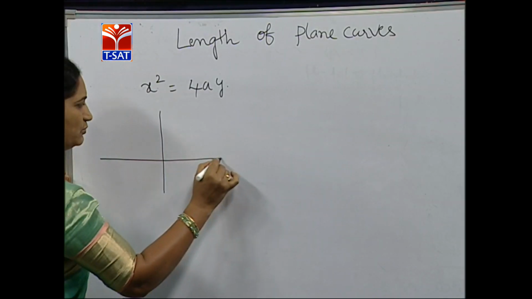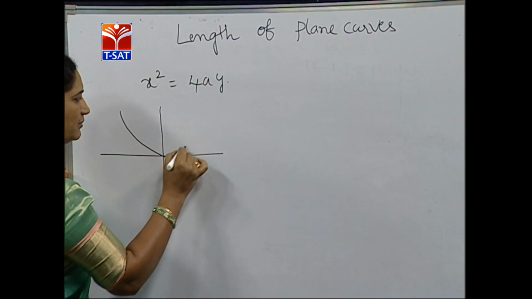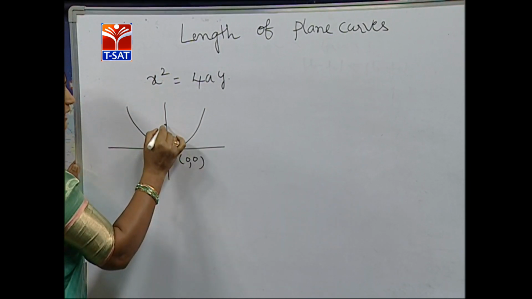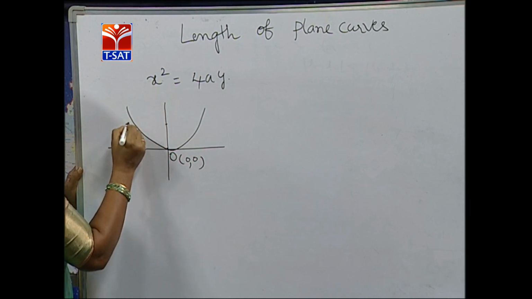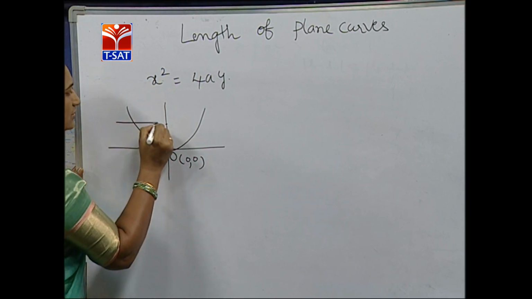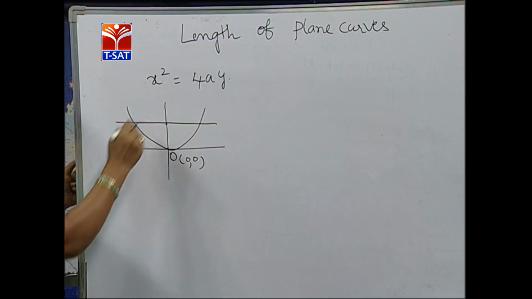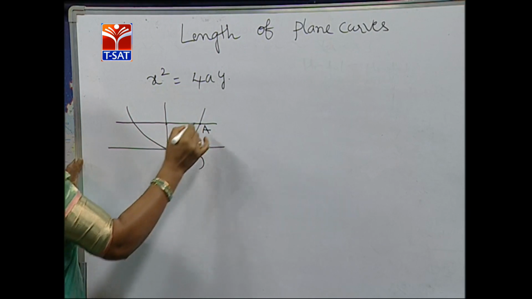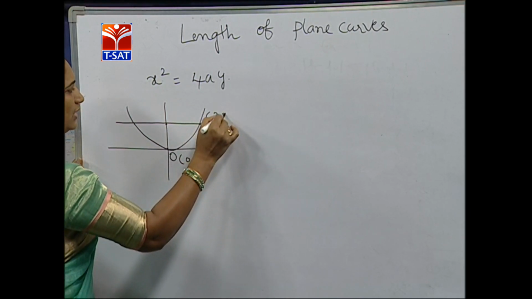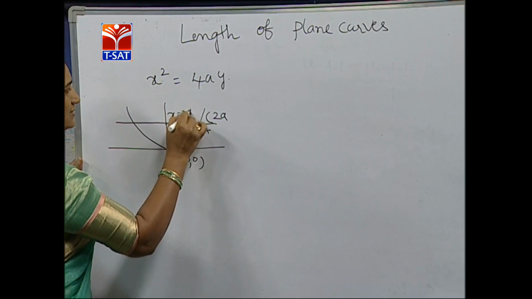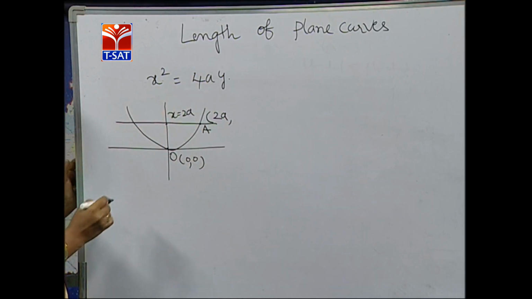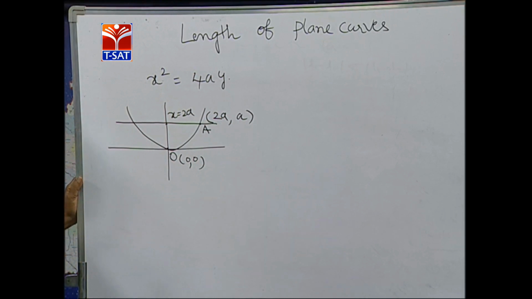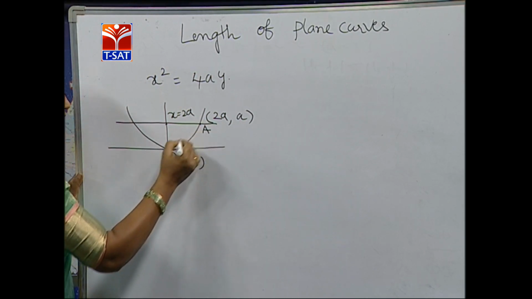The parabola has the y axis as its axis, and this is the vertex O (0, 0). What is the latus rectum? It is the chord perpendicular to the axis of the parabola. Suppose this point is A, with x is equal to 2a on the latus rectum. If x is equal to 2a, then what will be the y value? A is (2a, a). Now we have to find the length of the arc OA.